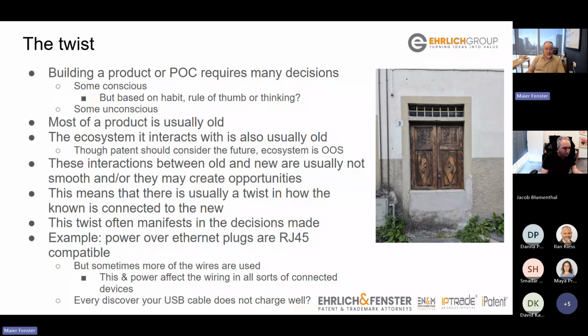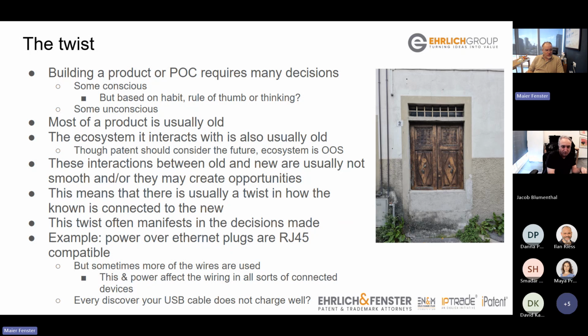And the way the product interacts with the ecosystem is also usually old. Now, here's the point. When you put old and new in juxtaposition, they usually don't work perfectly together, or they could work better. So you might make a change in the new in order to work better with the old, but you might make a slight change in the old in order to make it work better with the new. I call that the twist. And let me give you an example.